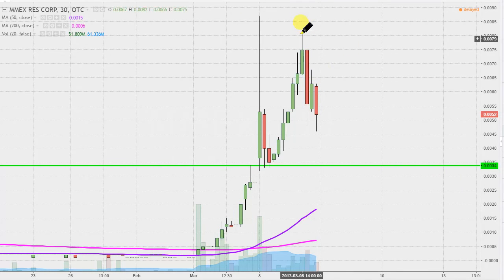Now, if you're a day trader and you bought right there, then yeah, you could care less about the purple line. So that purple line definitely pertains to those that care about the grand scheme of things.